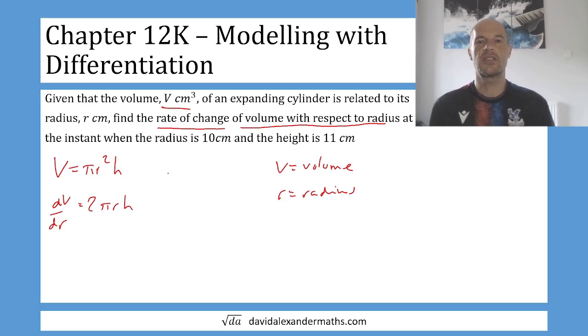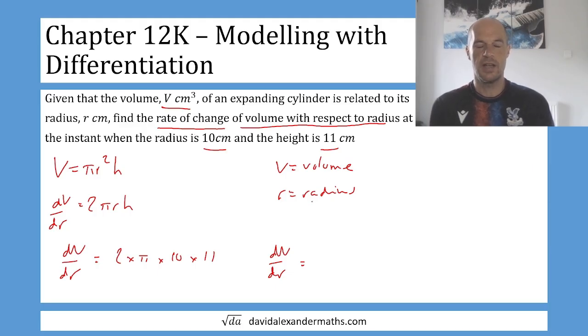So what is the rate of change when the radius is 10 and the height is 11? Well, then dv by dr, the rate of change of volume with respect to radius, where v is volume and r is radius, is 2 times pi times 10 times 11, and that is 220 pi. So actually it's not too bad. It's just understanding that the rate of change of volume with respect to radius means dv by dr.